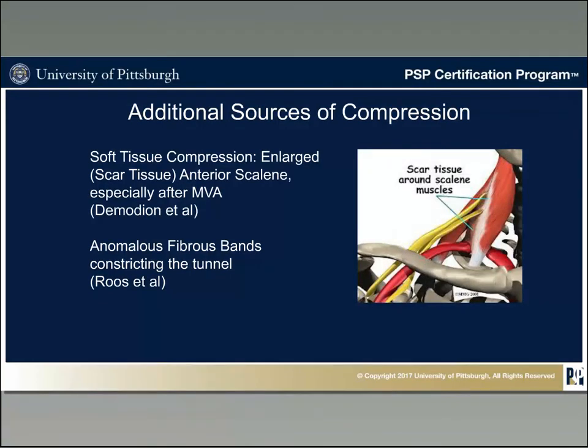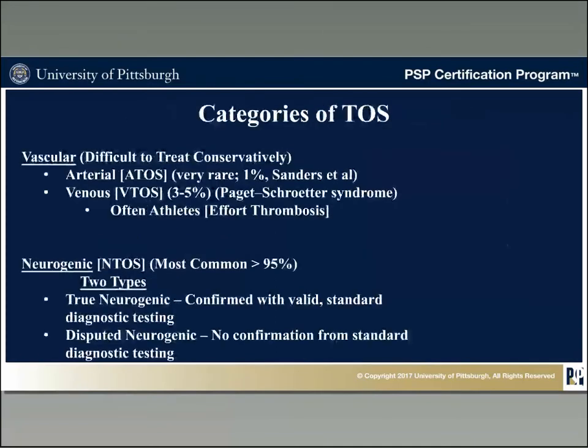Some additional sources of compression can include enlargement due to soft tissue compression. This can sometimes be the development of scar tissue associated with the anterior scalene. This can be seen at times status post whiplash mechanisms or motor vehicle accidents. There are also times when fibrous bands develop with time or congenitally that will also constrict the amount of space available for the neurovascular bundle to course through.